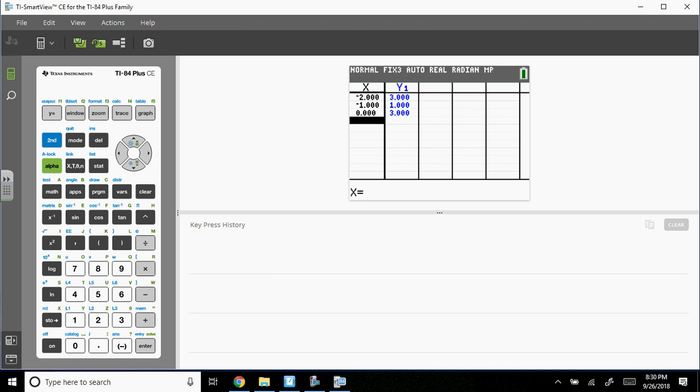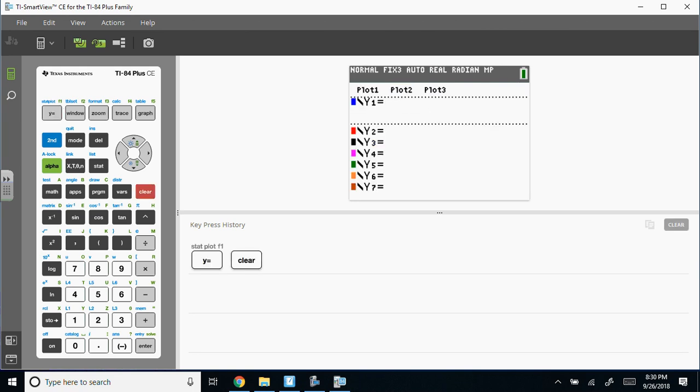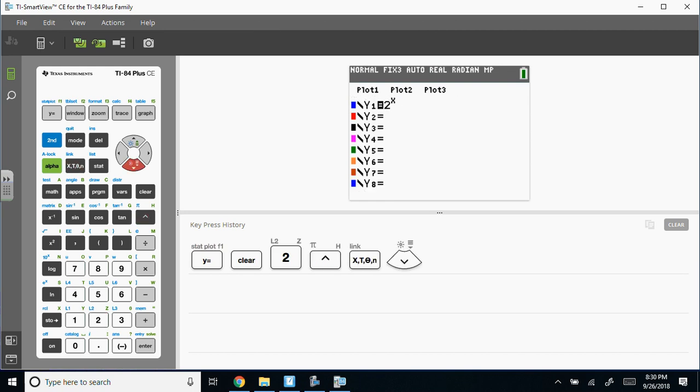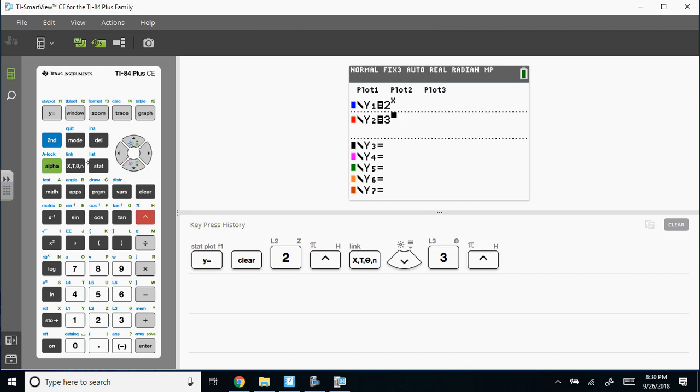You know, people have video games and all that stuff. I have my calculator, my TI-84 CE emulator. All right, here we go. Let's just say 2 raised to the x, right? Then let's just go ahead and do this while we're here, so that way you can see it.